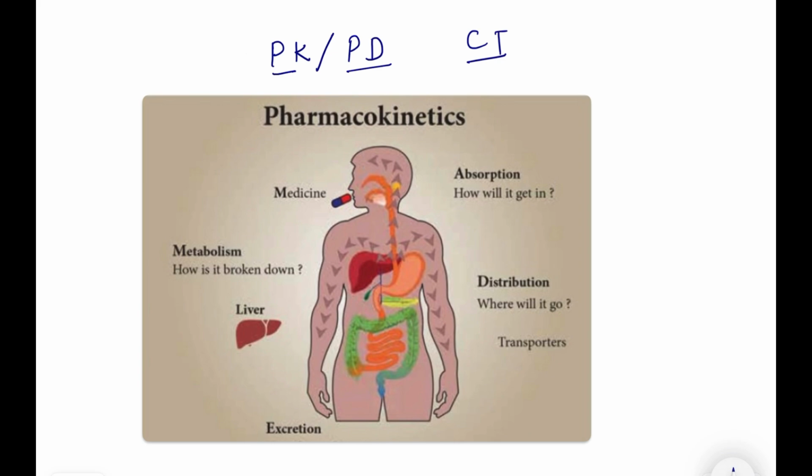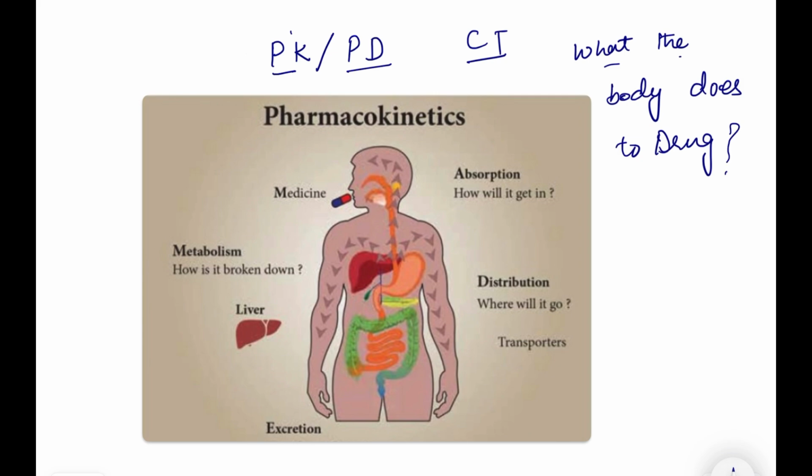So what is pharmacokinetics? It is what the body does to drug. That easy. So you imagine phase 1, phase 2 protocol. Whenever you will be reading those protocol, you will come across these terms. Pharmacokinetics is basically what the body does to drug.